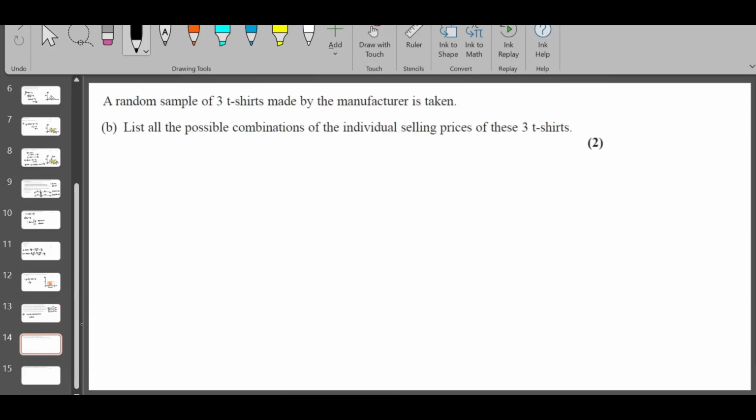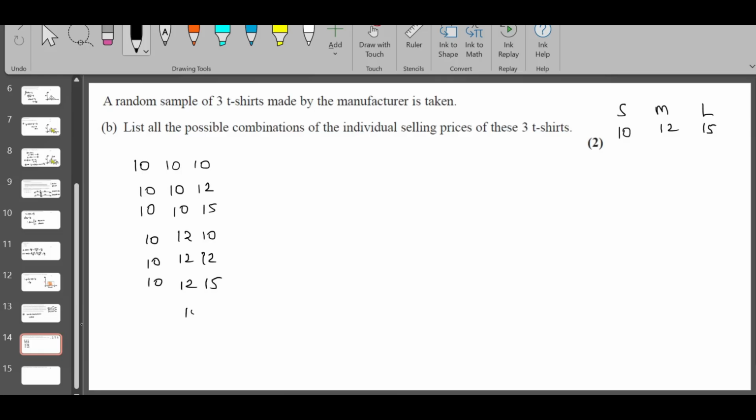A random sample of 3 t-shirts made by the manufacturer is taken. List all the possible combinations of selling prices. For small, the selling price is 10. For medium, it's 12. For large, it's 15. First, I'm going to list all the combinations starting from 10. So it can be 10, 10, 10; 10, 12; 10, 15; and then 12, 10; 12, 12; 12, 15; and then 15, 10; 15, 12; 15, 15. In this way I won't miss out a single combination.